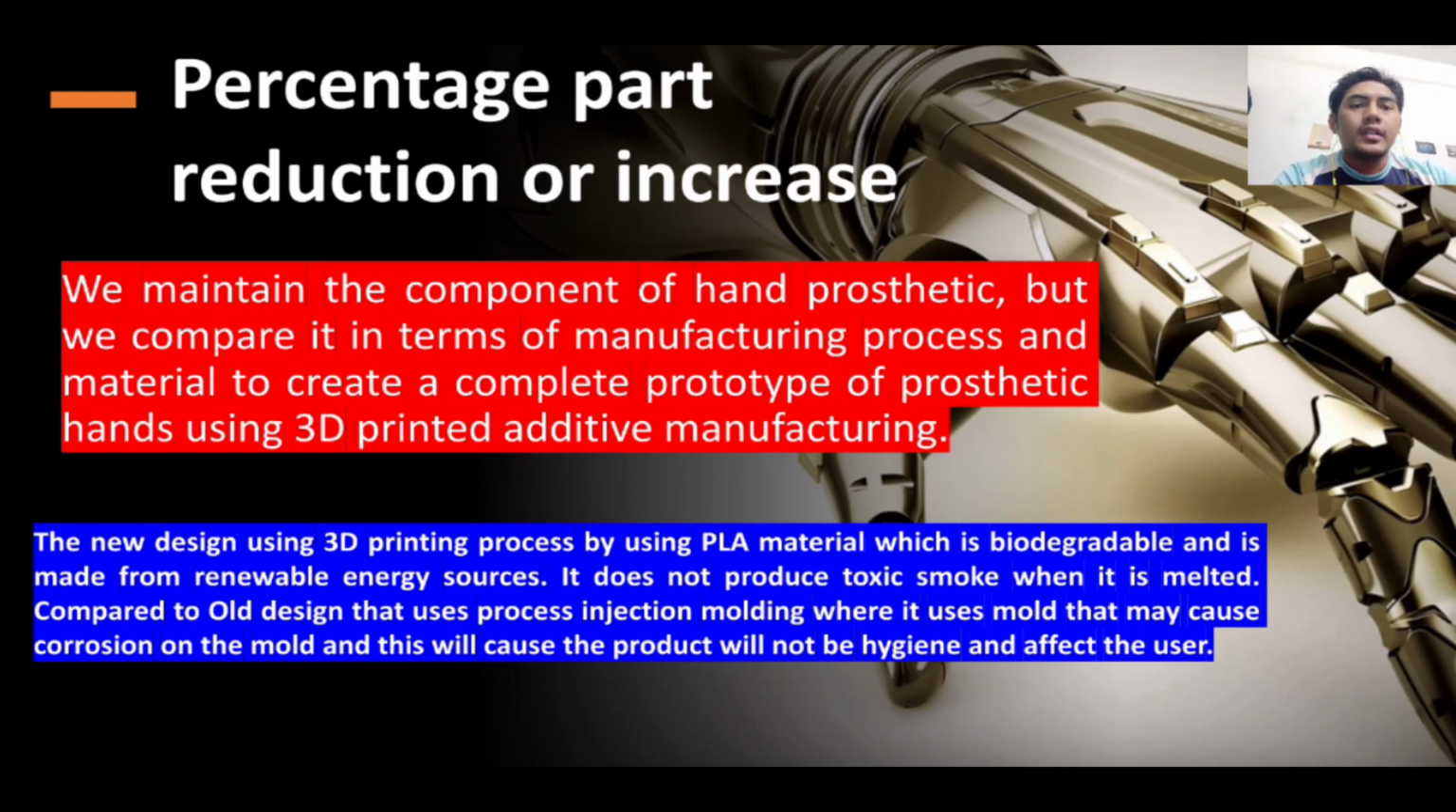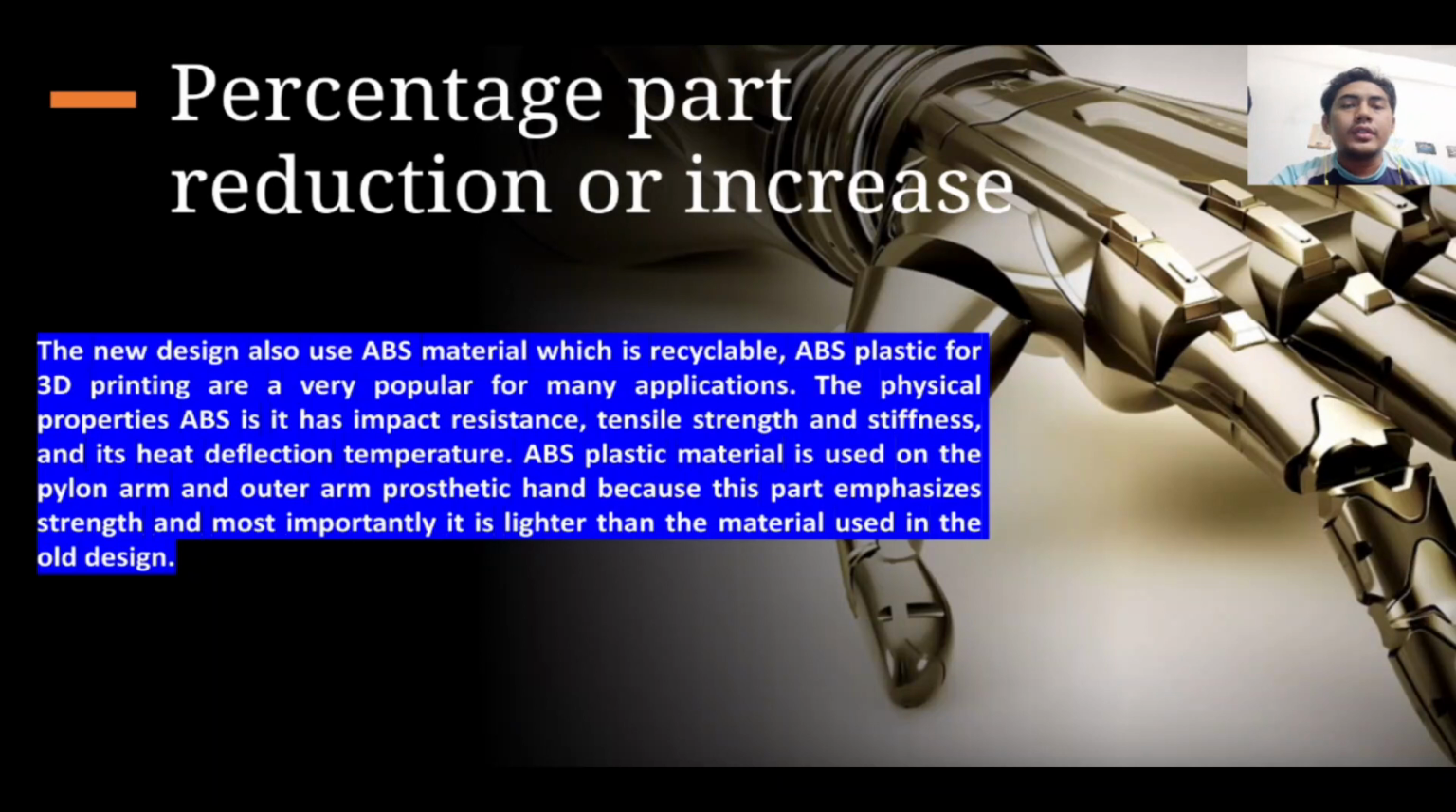Compared to the old design, they use injection molding, which may cause corrosion on the mold, and this product will not be hygienic and can affect the users. Also, the new design uses ABS material. ABS plastic is very popular for many applications. Physical properties of ABS are impact resistance, tensile strength, and stiffness. ABS plastic is also used for the pylon arm and outer arm of the prosthetic hand, because this part emphasizes strength and, most importantly, is lighter than the material used in the old design.